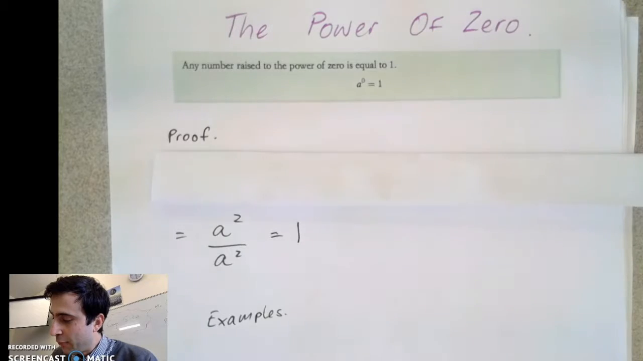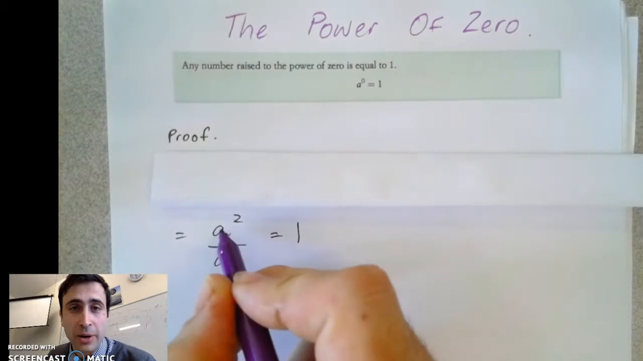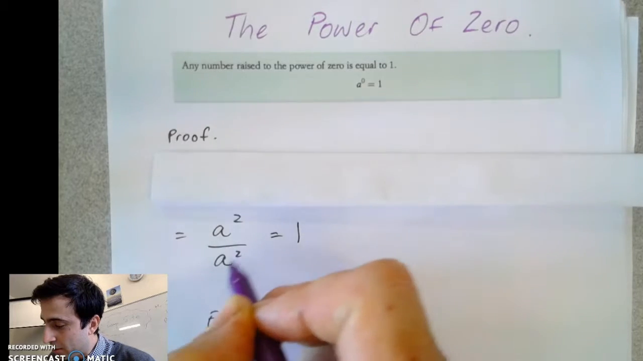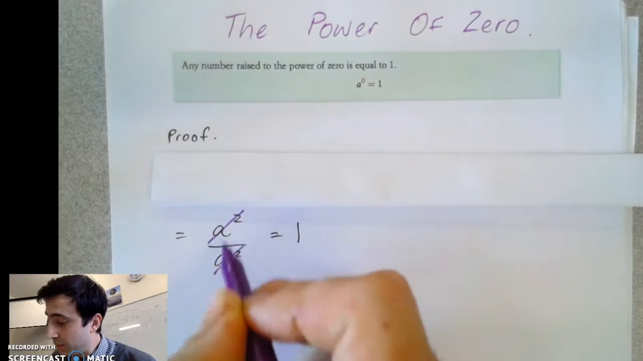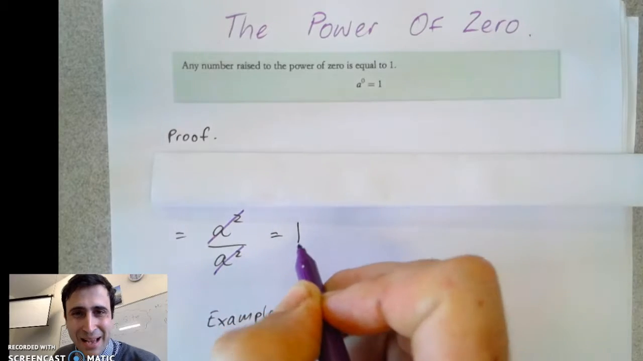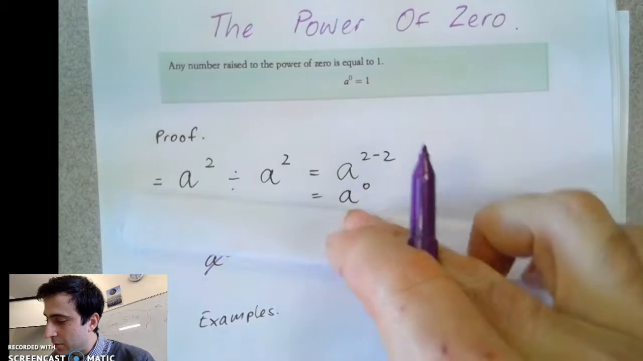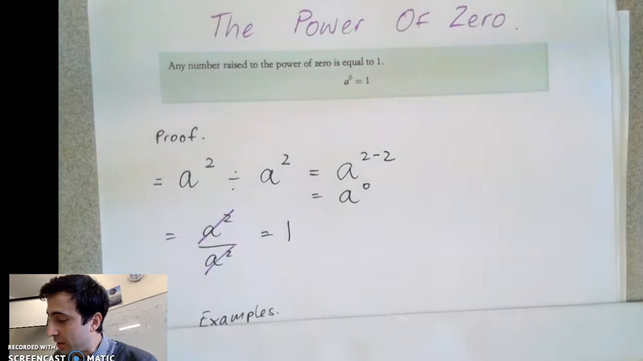If I've got a squared divided by a squared, in other words, I've got two a's up the top here, I've got another two a's down the bottom. I just cancel that out. That divided by itself equals one. Now we know that as an absolute rule. Now let's use our index laws to do the same thing.